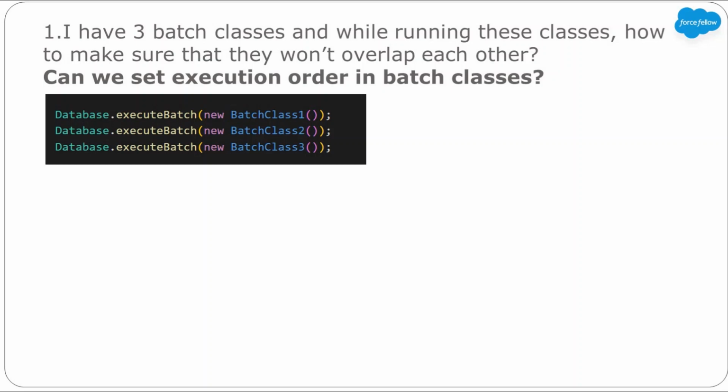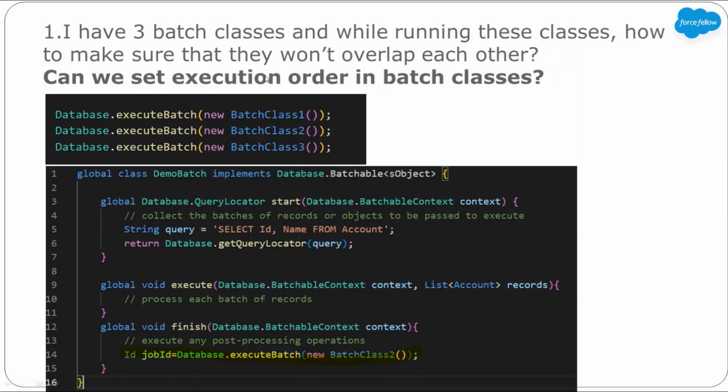Okay. Now let's discuss how you can answer this question. So you can say batch classes are part of asynchronous Apex and we can't control the order of execution after a batch job is submitted, but we can call batch classes one into another as per the order which we want to have. So if you can see in this image, to make an Apex class a batch class, we need to implement the Database.Batchable interface. And in this interface, we have 3 methods: start, execute, and finish. Those are mandatory to implement in this class.